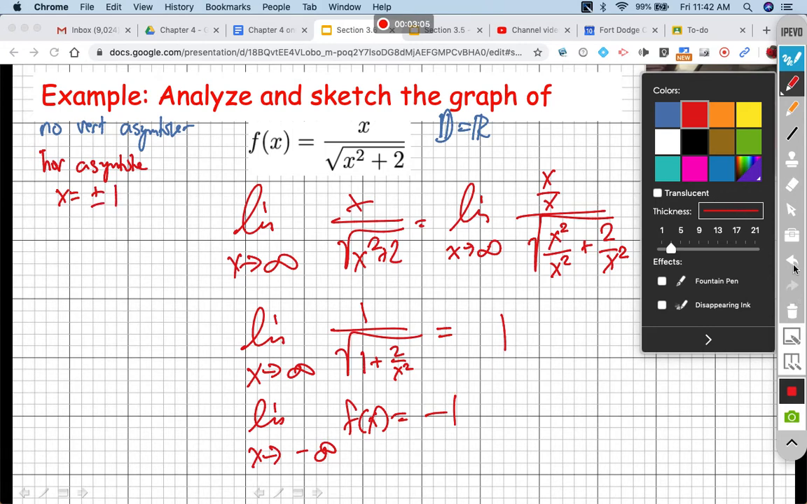And actually, let's rewrite this. As x approaches positive infinity, f of x approaches 1. As x approaches negative infinity, f of x approaches negative 1. So I have to keep track of those. Again, when we have a horizontal asymptote, it doesn't always have the same asymptote for both sides.